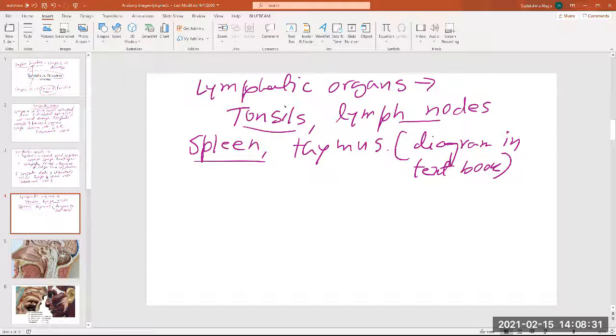So lymphatic trunk, we'll talk about that. Lymphatic duct, we'll talk about those. Lymphatic capillaries, we'll talk about some of those. And we are going to identify tonsils, lymph nodes, and spleen. Thymus, I'll tell you the location.